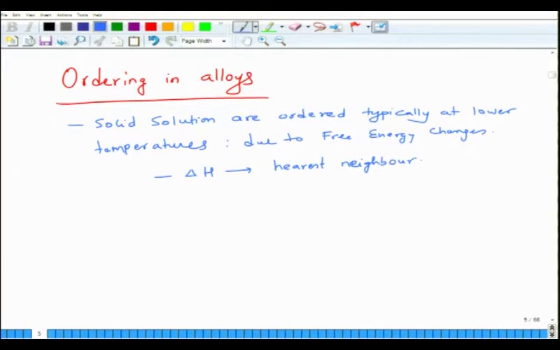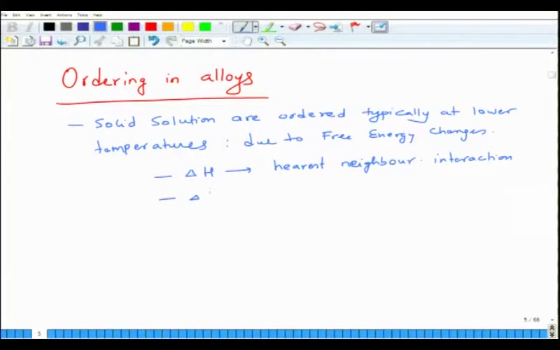Enthalpy is determined by the nearest neighbor interactions, because enthalpy is a manifestation of bond strength, and bond strength is a manifestation of the nearest neighbor. What is the configuration? A copper zinc bond will have different bond energy, a zinc zinc bond will have different bond energy, a copper copper bond will have different bond energy. So delta H, and then you will have delta S, which is predominantly configurational entropy.